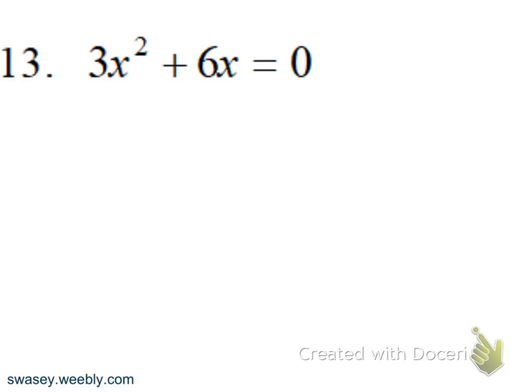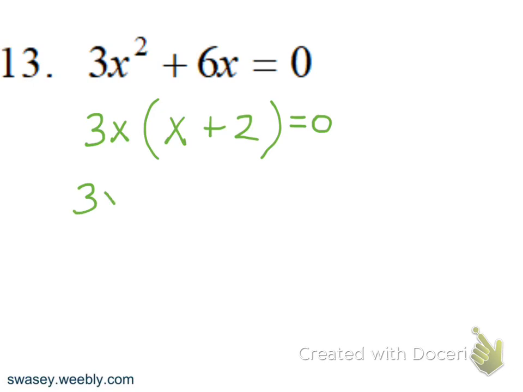This one, we don't have it in factored form. We don't have a product equal to 0. So let's factor it out. Greatest common factor between 3 and 6 is 3. For the variables, the lower of the exponents is 1. So 3x is our common factor. 3x squared divided by 3x is x. 6x divided by 3x is 2. We have a product equal to 0. So set each factor equal to 0 and solve.